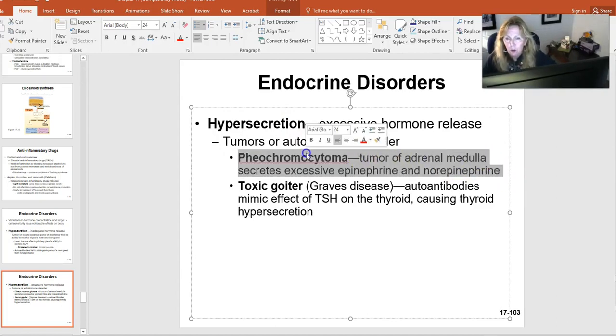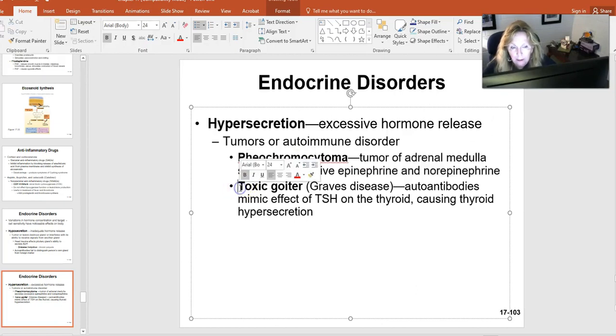So it's very important that this be addressed and the tumor removed from the adrenal medulla. There's also another example I could give you, and that's the toxic goiter, Graves' disease, that I talked about. In this case, there are autoantibodies, self-antibodies generated by your own immune system that should never have been generated. So these antibodies attack the thyroid by mimicking TSH.